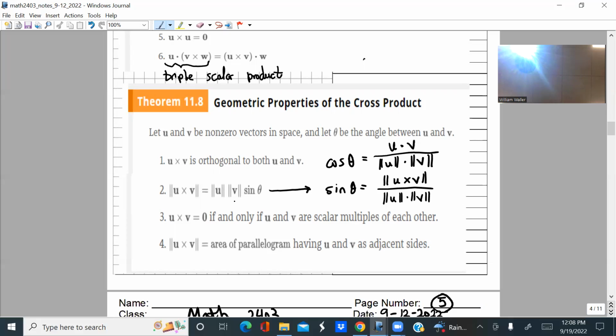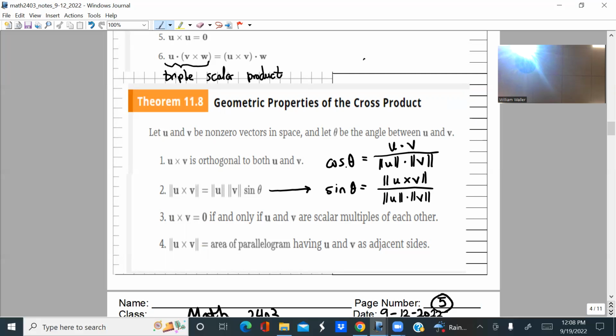Now, the second formula can also be useful to us, because it's very similar to the formula for finding the cosine of the angle between two vectors.